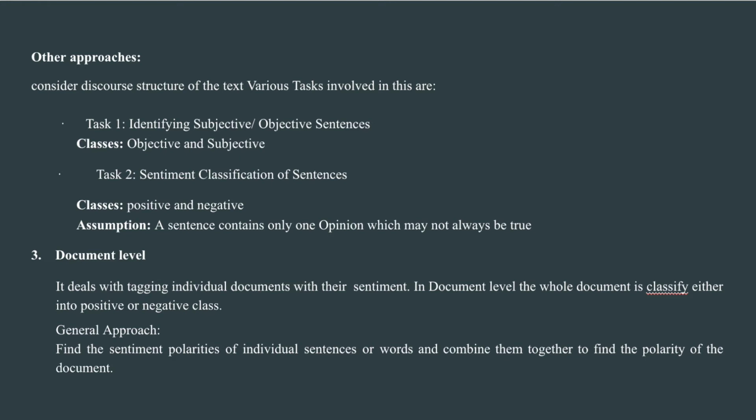The third one is document level. It deals with tagging individual documents with their sentiment. In document level, the whole document is classified either into positive or negative class. And the general approach is to find the sentiment polarities of individual sentences or words and combine them together to find the polarity of the document.